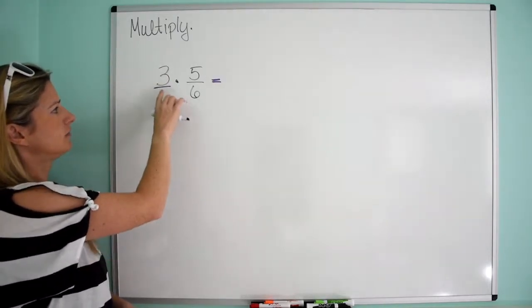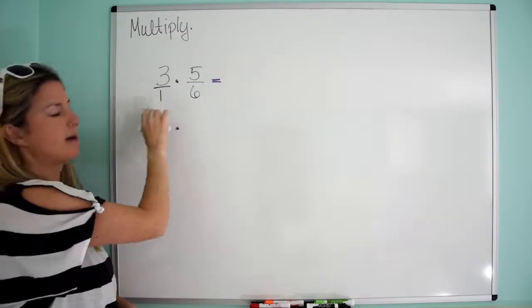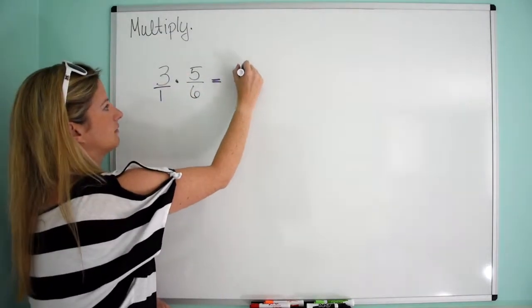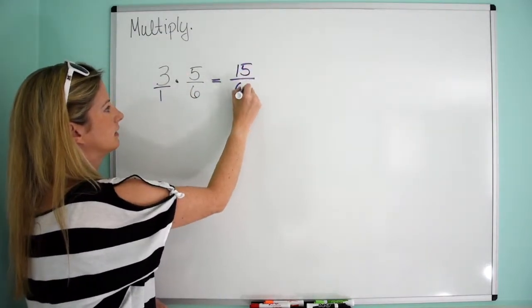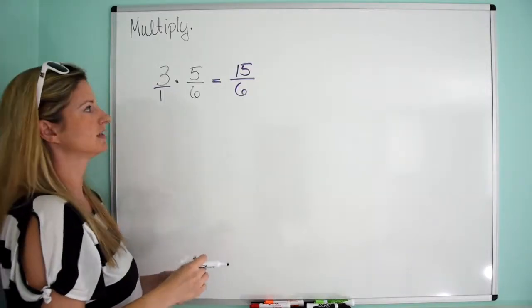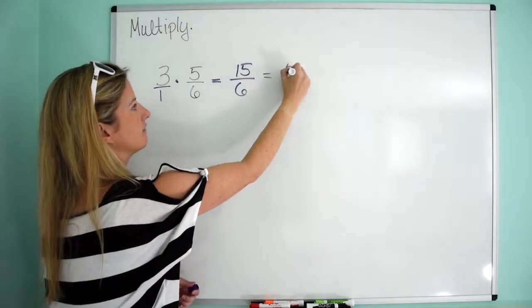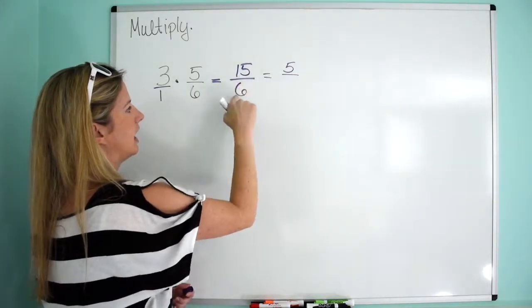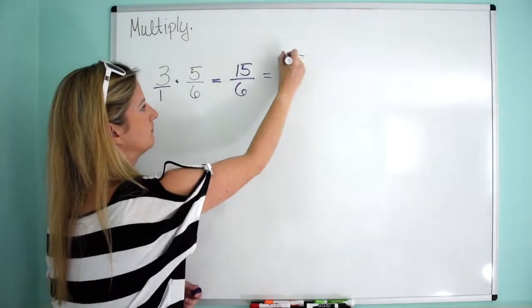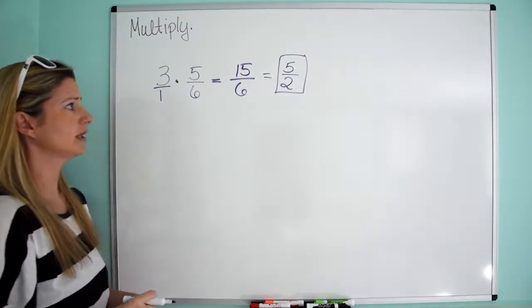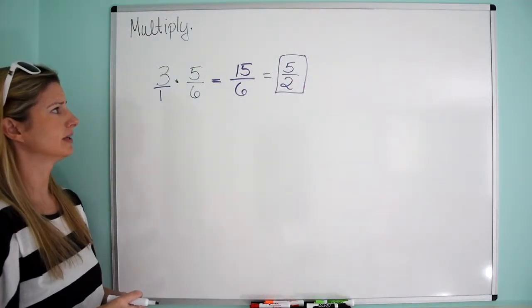Because we're just multiplying two fractions, all we need to do is multiply across the top, multiply across the bottom. So that's going to be 15 over 6. And again, you must write it in simplest form. They're both divisible by 3. So that's going to be 15 divided by 3 is 5. 6 divided by 3 is 2. So there you go. Your answer is 5 over 2.